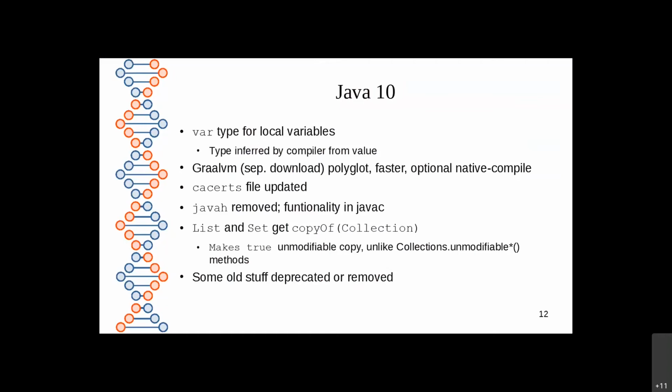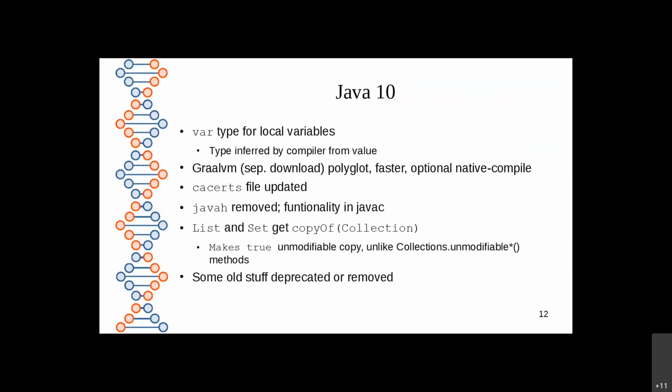Javah, which was only used for native code, was removed because its functionality got moved into the javac. List and set get a new method, copyOf, which takes another collection as an argument. And this makes a true unmodifiable copy.